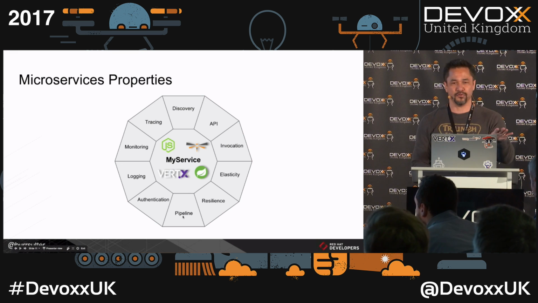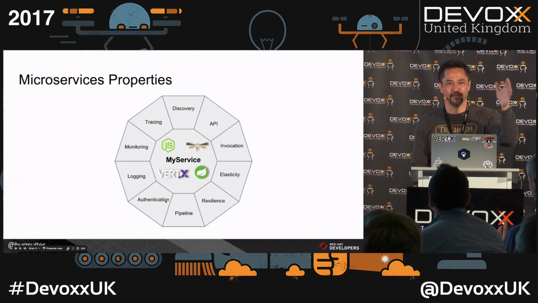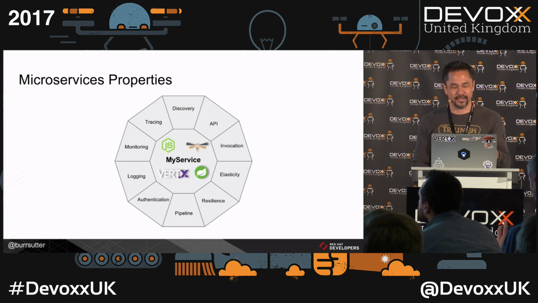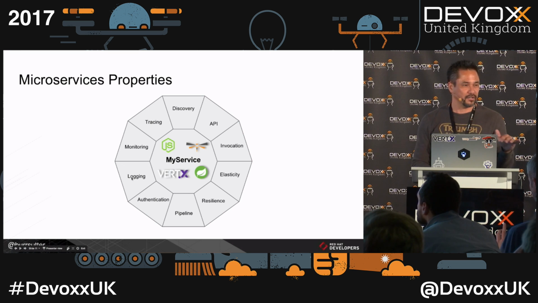Pipeline, of course, how do you do your deployment pipeline? Is it automated or is it manual? That's an important part of it. Authentication, you want to make sure that the users that are invoking the top-end, front-end, the edge service, maybe the API gateway layer, are authenticated all the way through the chain of services that are being invoked. How are you managing that? How do you manage logging across all of it?